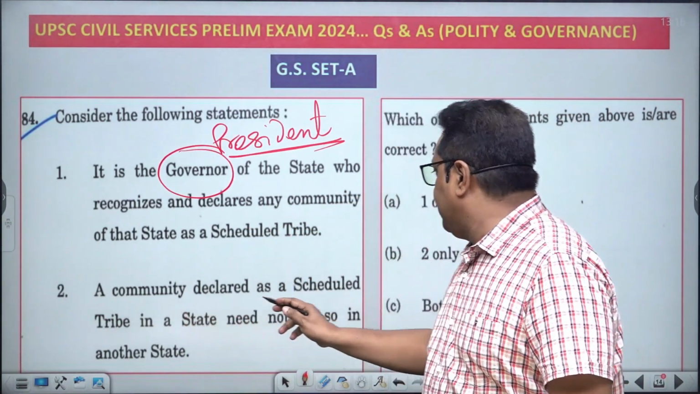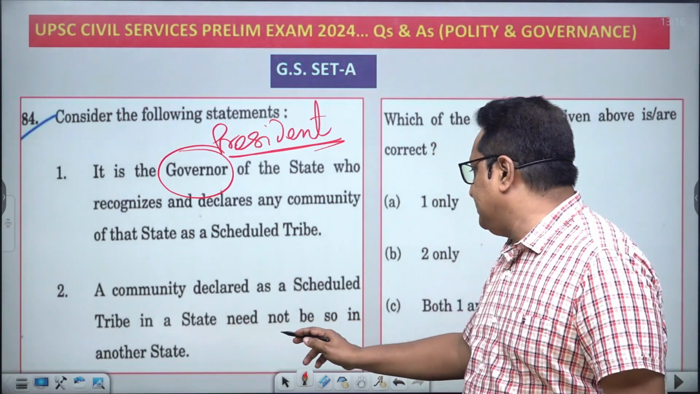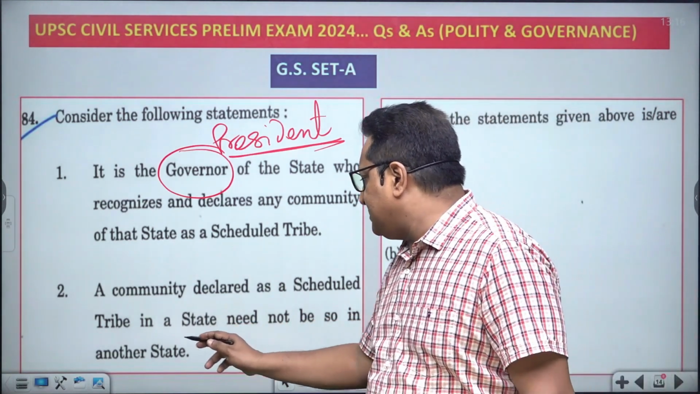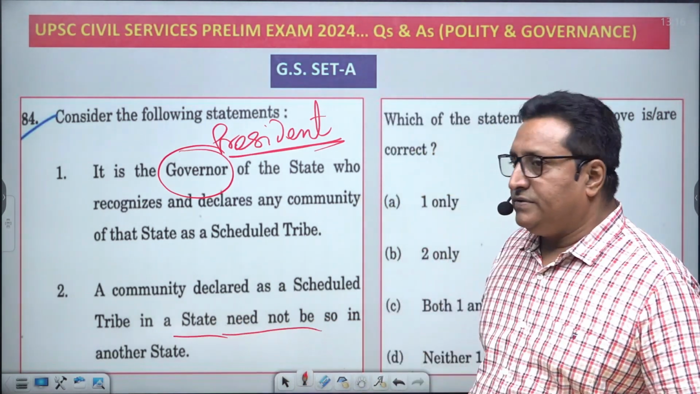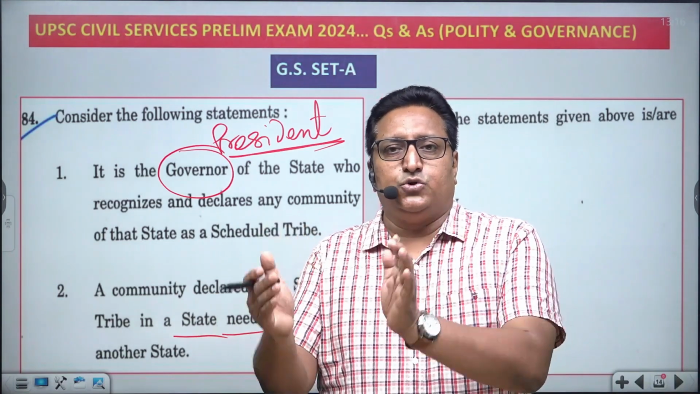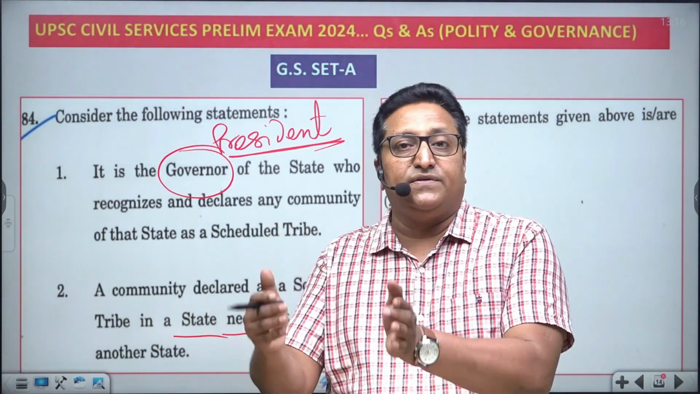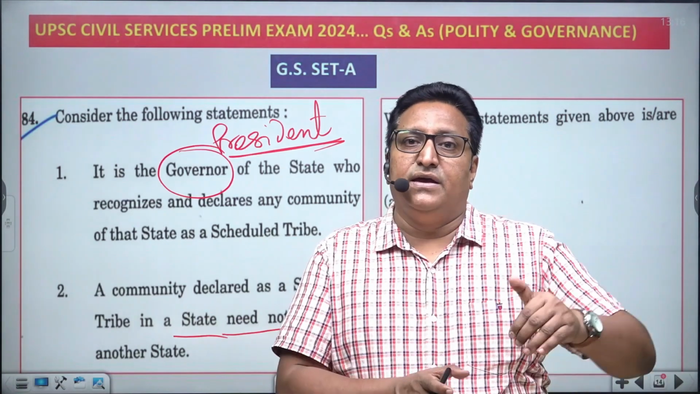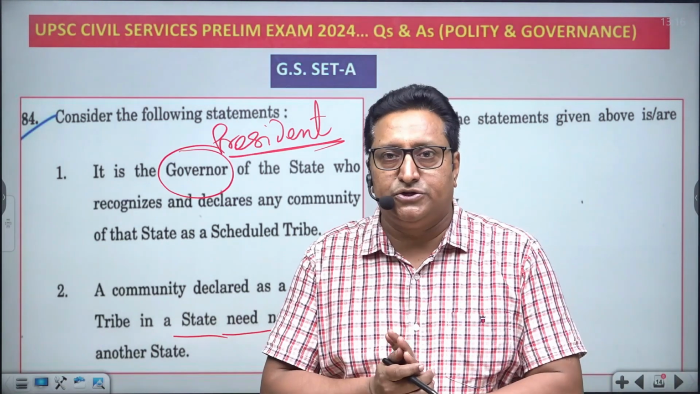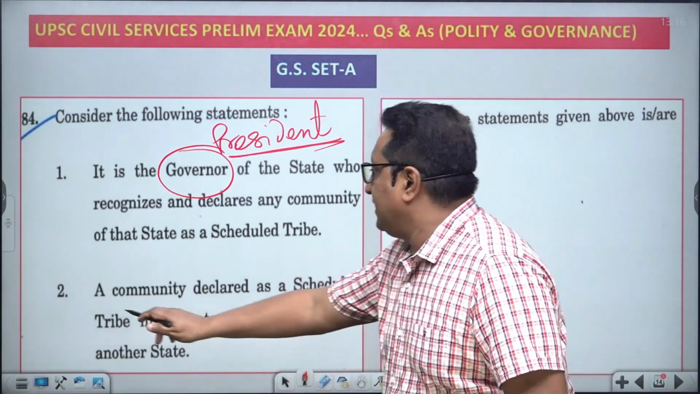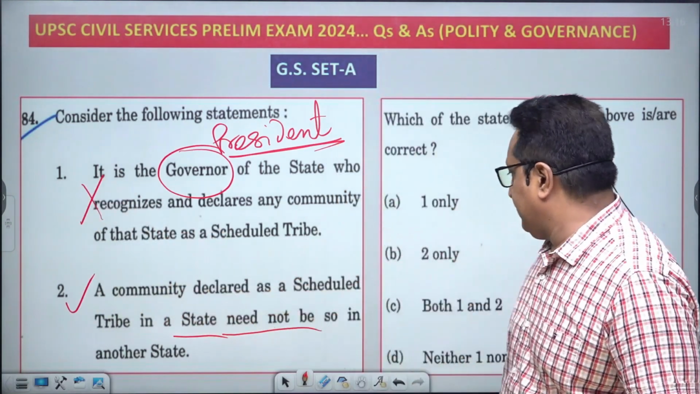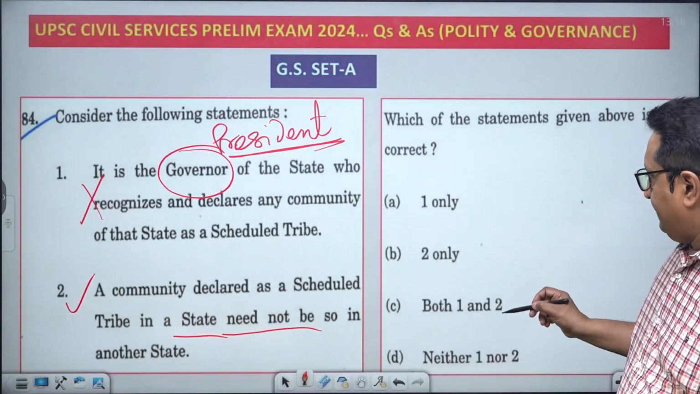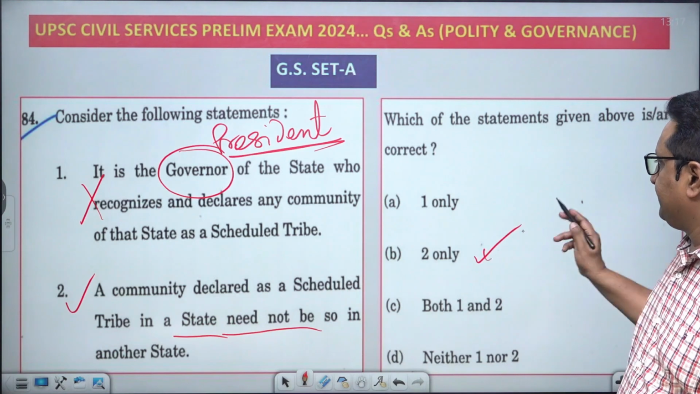A community declared as a scheduled tribe in a state need not be so in another state. Yes, that's correct. Say a particular social group could be recognized as a scheduled tribe in Rajasthan, and may not be considered the same in Haryana or Uttar Pradesh, right? So that's correct. So this is not correct, this is correct. So which one is the right answer? The right answer is this. Fine.